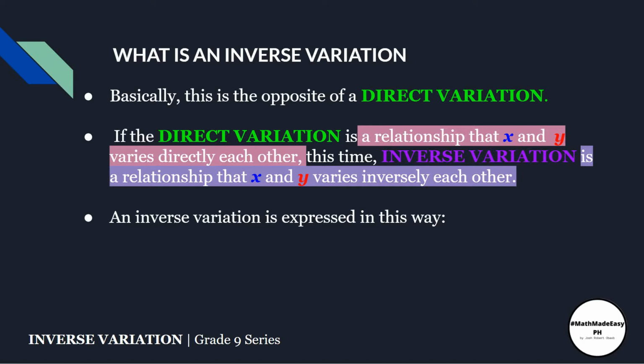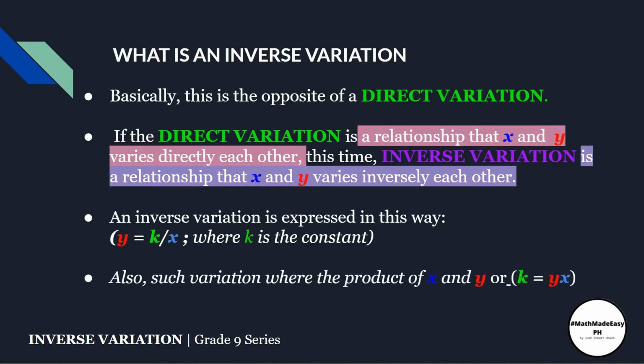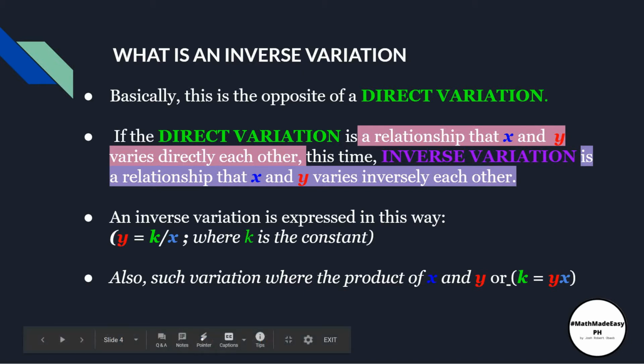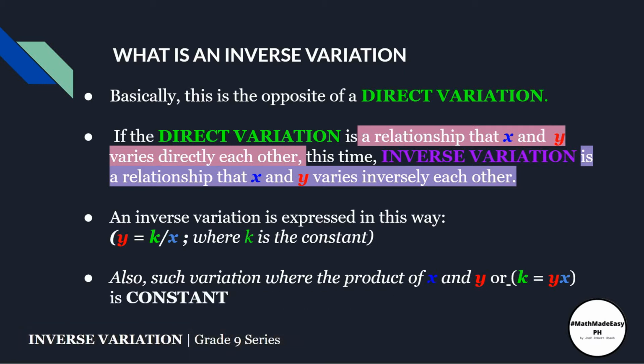And so an inverse variation is expressed in this way: y is equal to k over x, where k is the constant. Such variation is where the product of x and y, or k, is equal to y times x. We will discuss this in detail later because I will show you an example. I said it's constant.